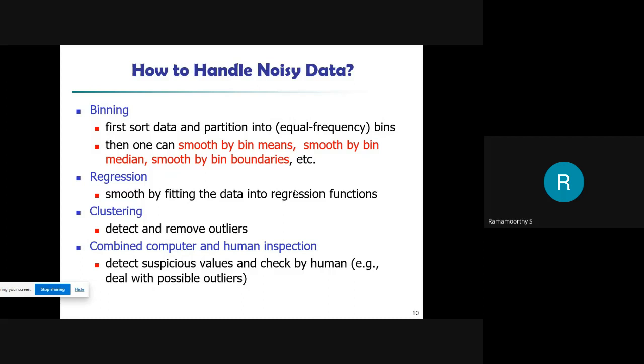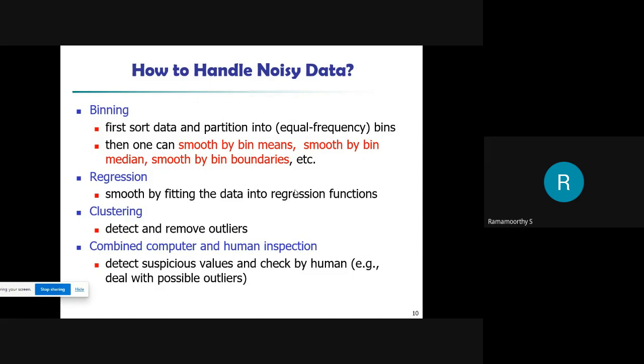So regression, how are you going to smooth the noisy data? You are going to smooth the noisy data by fitting the data into a regression function. So you are going to fit the actual data into the regression function. In that way also you can reduce the noise that exists in the data. And one more technique is clustering.